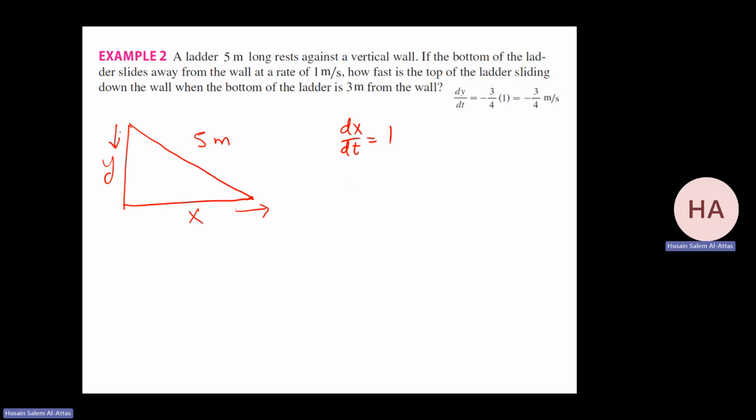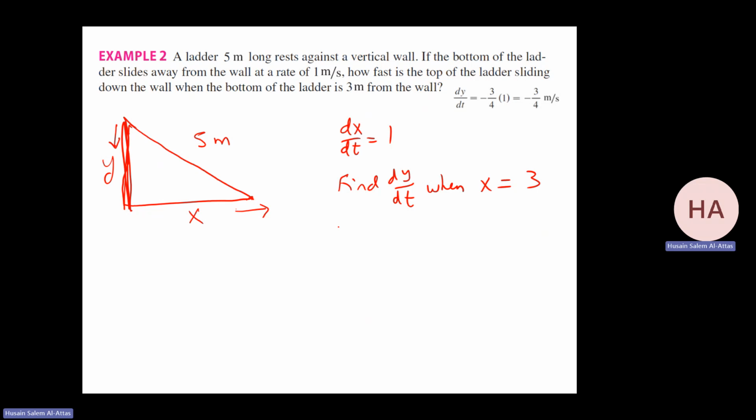You want to find this. Find dy by dt when what? When the bottom of the ladder is 3 meters from the wall. This is the wall. Yeah. So when x equals 3. That's the problem. So what is the relation?